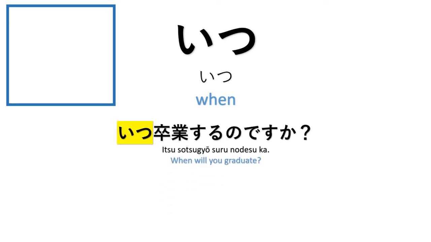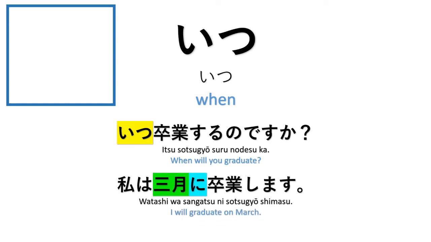Okay. いつ卒業するのですか？ When will you graduate? 私は3月に卒業します。I will graduate on March. So here, again, itsu is not followed by any particle, but when we are answering like with the month, 3月, of course, adding ni is appropriate. Okay? So 3月に on March, because that's how it is when we are using month in a sentence.